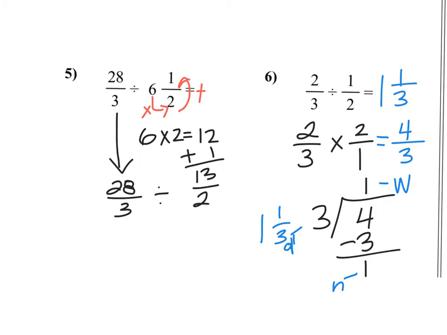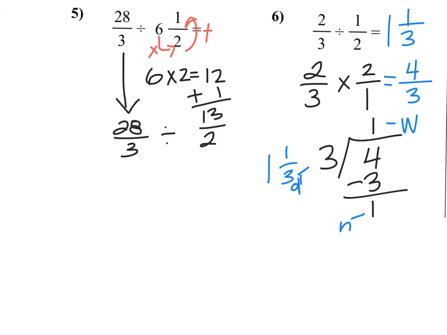Go ahead and pause your video and write your next step. If you didn't pause your video, sorry. Here's what your next step should be. 28 over 3 times our flip, 2 over 13. All right, pause your video and multiply across. So our top should be 56 and your bottom should be 39.